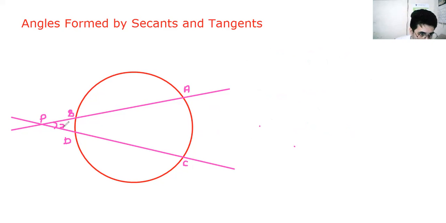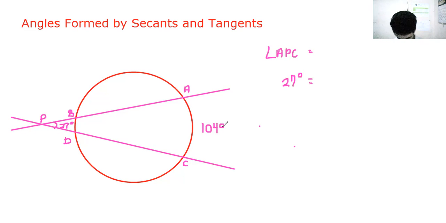So, we have here 27 degrees. So, 27 degrees is angle APC natin. So, ito ay 27 degrees. Ngayon naman, XD, we have 104. So, we're going to find the BD. So, sa arc BD, yun yung hahanapin natin.